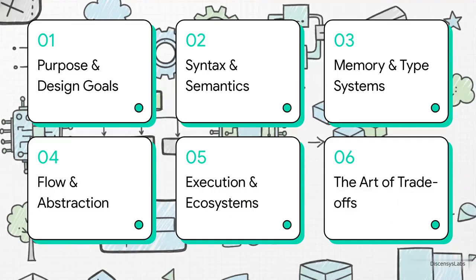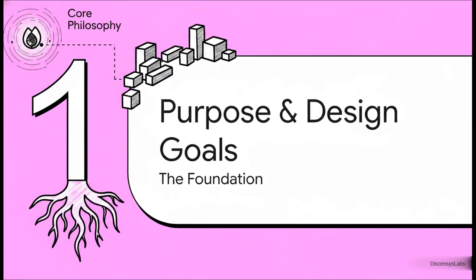Here is our blueprint for today. We'll be looking at 1. Purpose and design goals, 2. Syntax, semantics, and meaning, 3. Memory and type systems, 4. Flow and abstraction, 5. Execution and ecosystems, and finally, 6. The art of trade-offs.